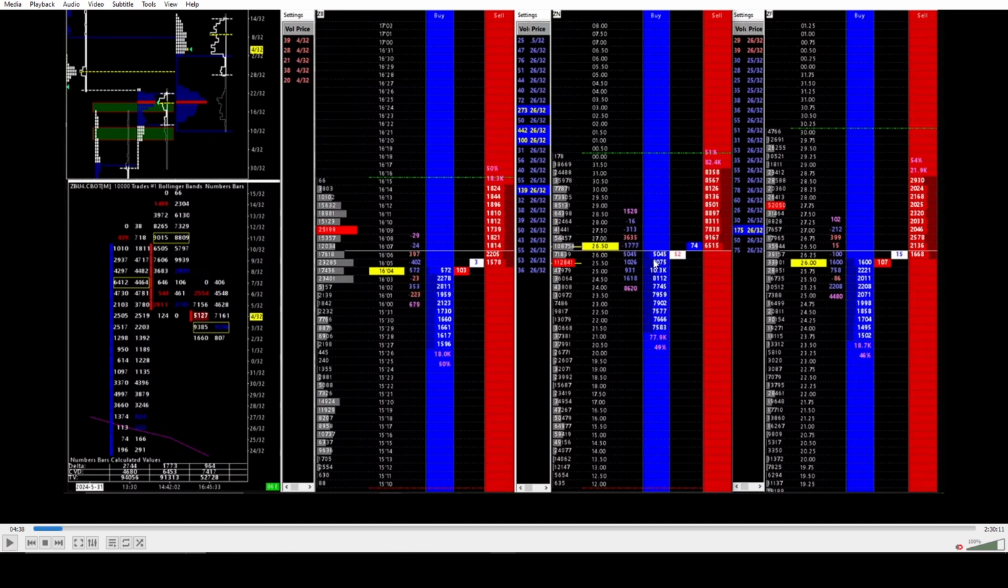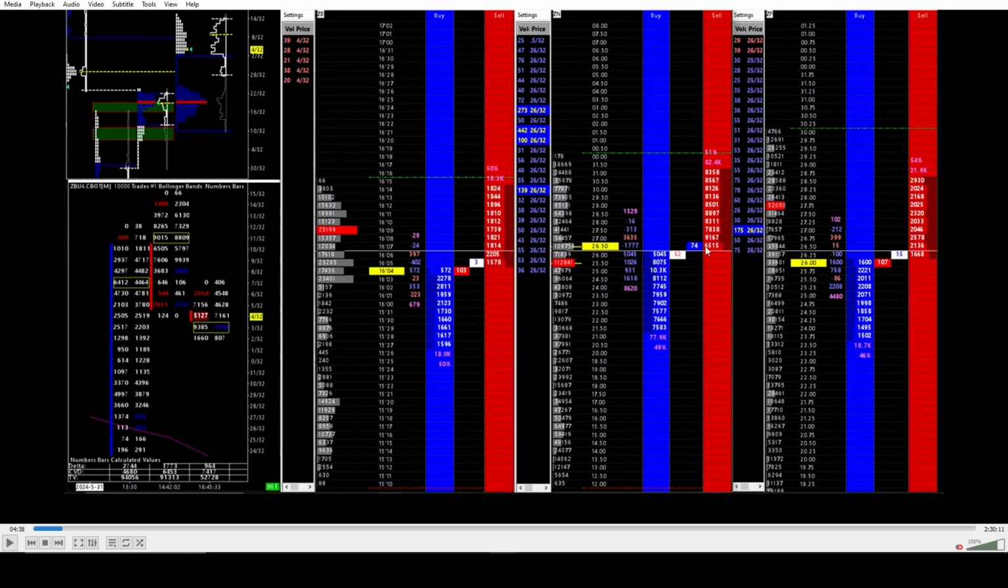Okay, we've got just over 5k on the bid and 6k on the offer on the 10-year, and then on the 5-year we have 1600 on the bid and 1600 on the offer. So relatively even here. And then on the 30-year we have 500 on the bid and 1500 on the offer.